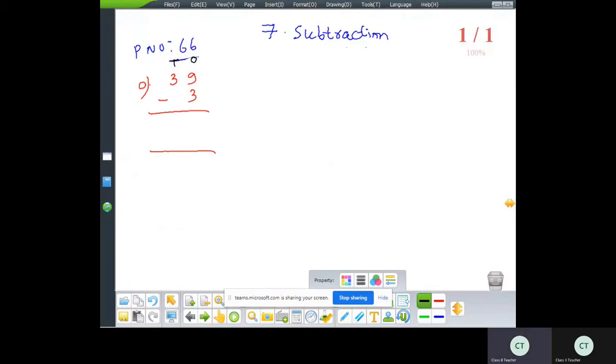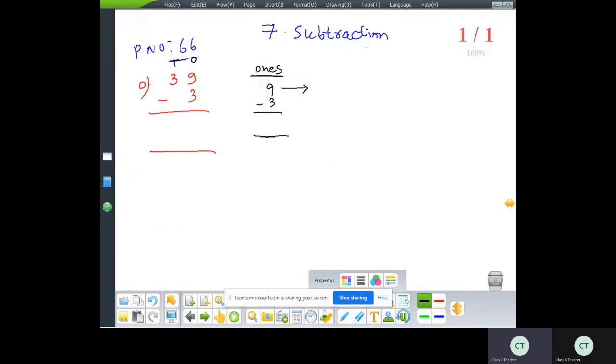Now subtracting on 1. 9 minus 3. These digits 9 and 3 are from the 1's place. Now we have to subtract 3 from 9. 3 is a smaller number, 9 is a bigger number. Subtraction means a smaller number is taken from a bigger number.